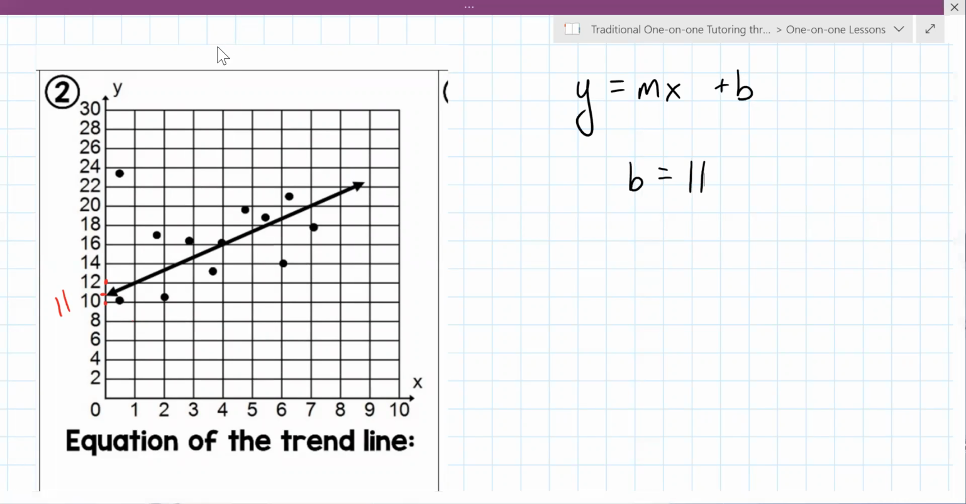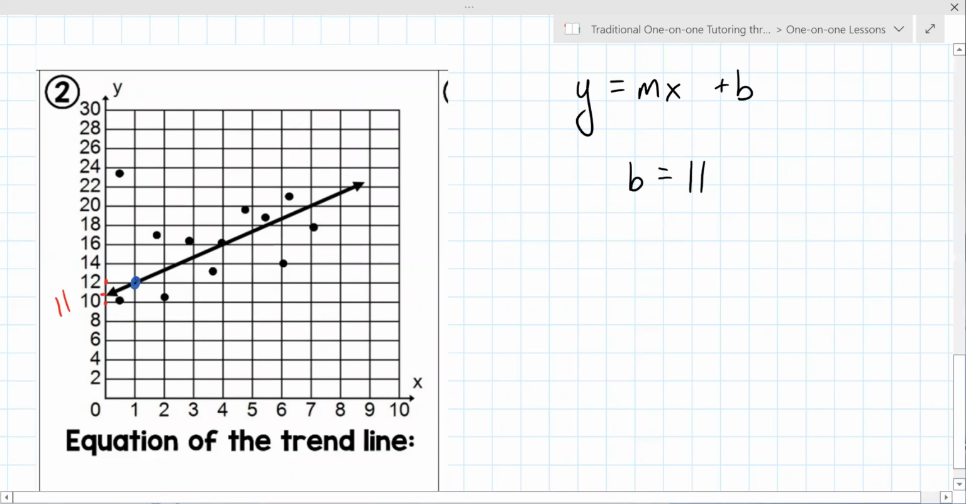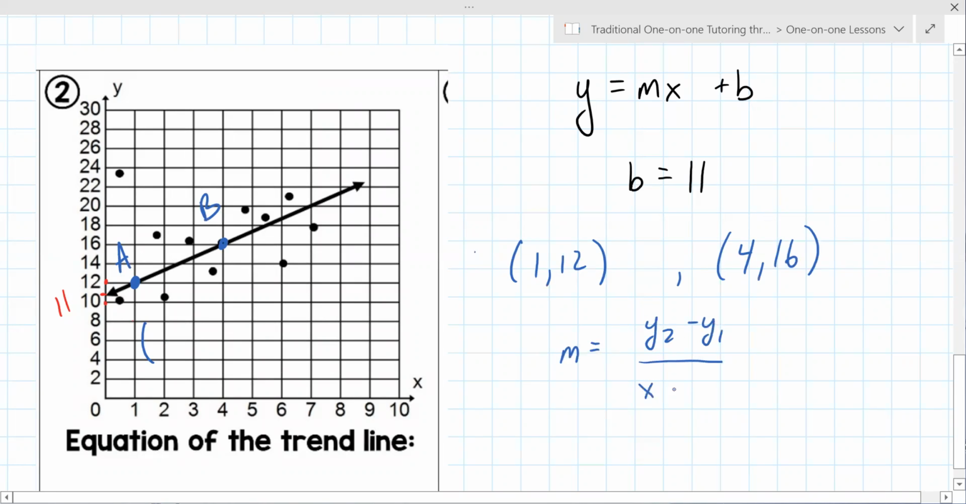To find the slope, again, you just pick two nice points. You look for ones where it crosses kind of perfectly. Maybe there, that looks good. And then you label those two ordered pairs. What's that first ordered pair A? It's 1, 12. And how about B? Where is that one at? 4, 16. Really good.